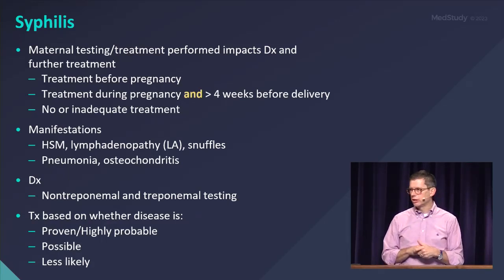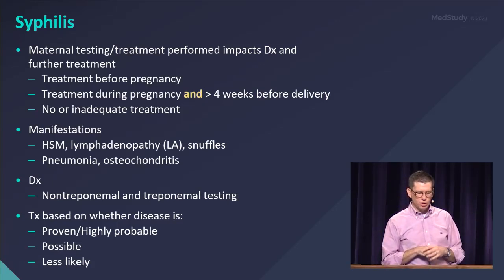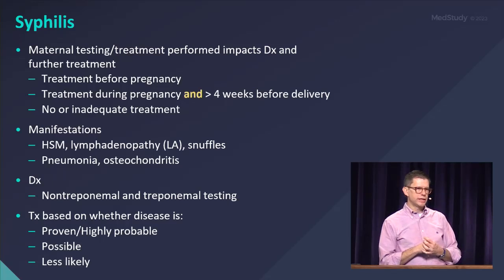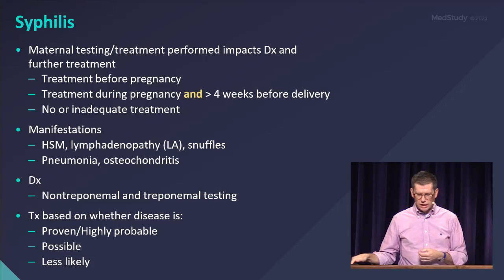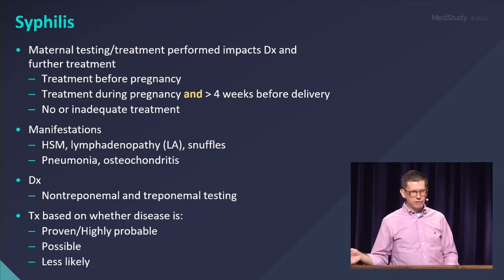Oftentimes, they'll have osteochondritis, and so they won't move one of the extremities, and that's where an X-ray is going to be helpful for you. We typically do non-treponemal testing, so RPR or VDRL, followed by treponemal testing as a confirmatory test. And then we treat these kids based off of whether or not it's proven or highly probable disease, which is where you give IV penicillin.